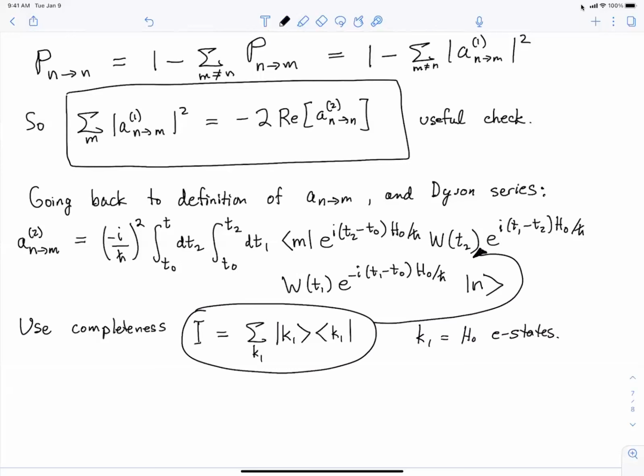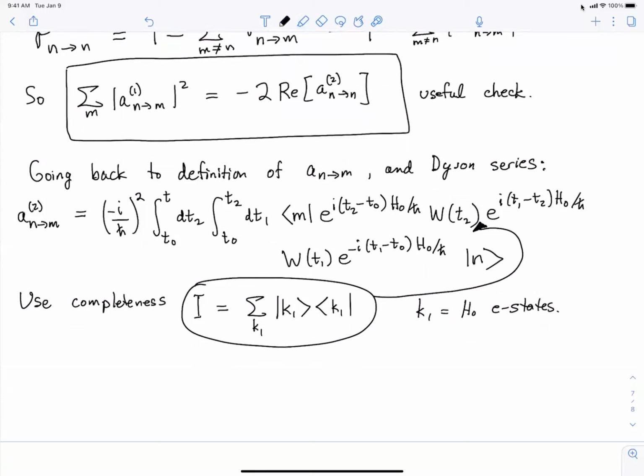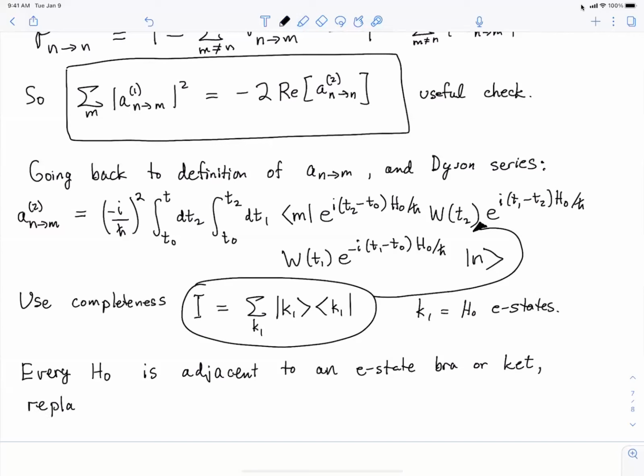So why would we do that? What's the reason for this strategy? This is very often why we use completeness. We're doing this so that if you then stare at the resulting expression, every H0 in it is adjacent to one of its eigenstates, so an eigenstate, bra or ket, one or the other. And that means we can always replace them by whatever is the energy eigenvalue for that adjacent bra or ket, curly E m, curly E k, or curly E n, as the case may be.